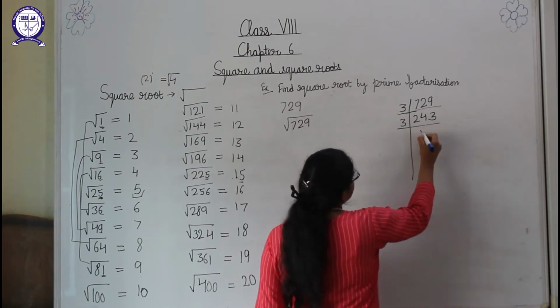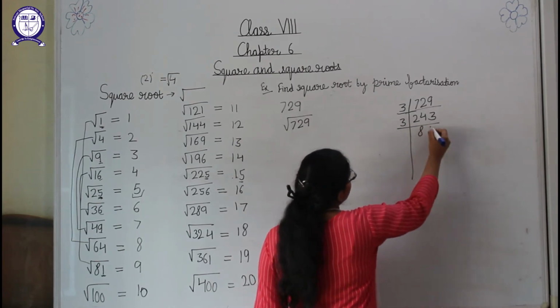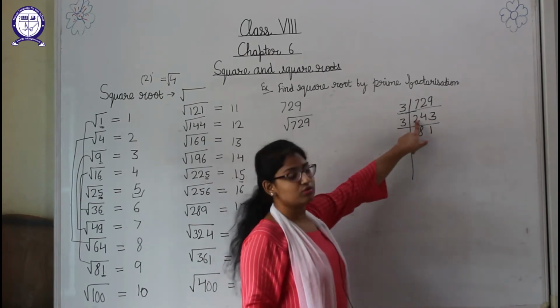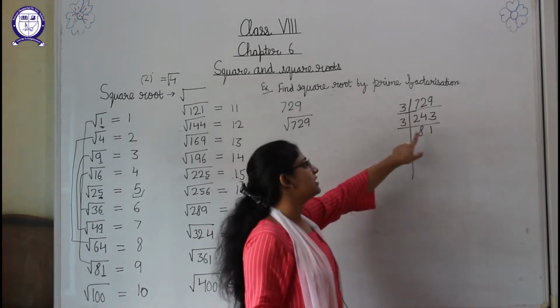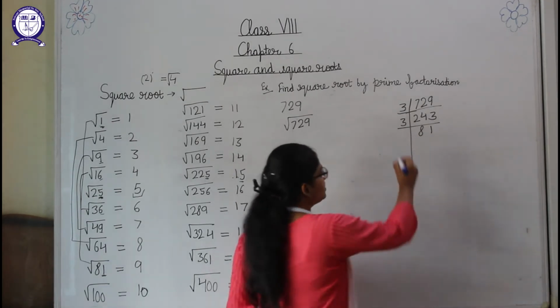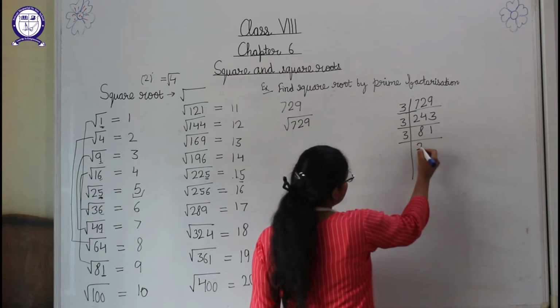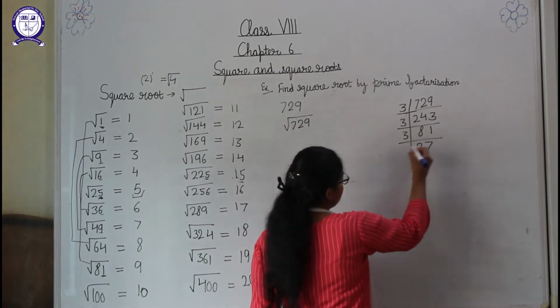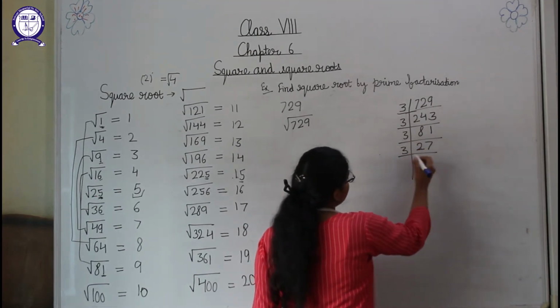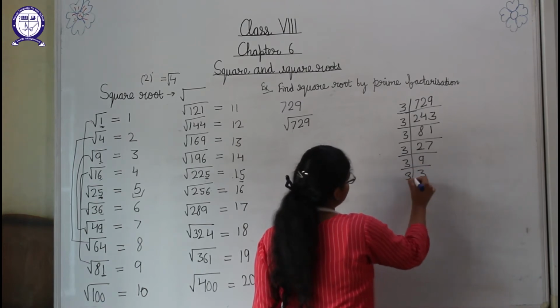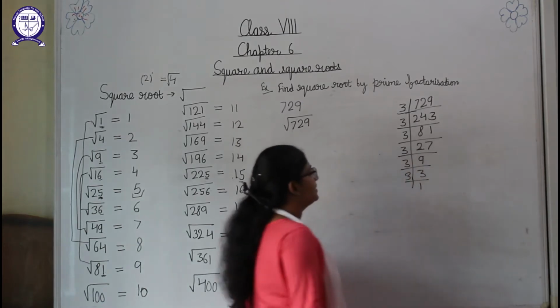So what will be the answer? 8 3s is 24 and 3 1s is 3. It means 243 divided by 3 is 81. Now this 81 is also divisible by 3. So here 3 2s is 6 and 3 7s will be 21. Again it will be divisible by 3, so we are getting 9. Again we will divide it by 3, so we are getting like this.